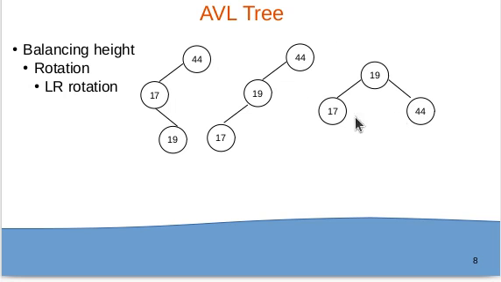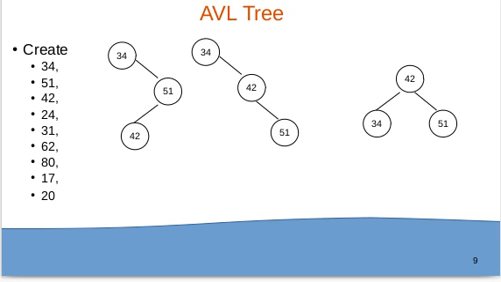So in this way we rotate in each case when the balance becomes problematic, that is, not between 0, 1 or minus 1. Now we want to create an AVL tree with these nodes. When we are inserting each node, so this is an example of inserting also, inserting each node in the tree or creating a tree.